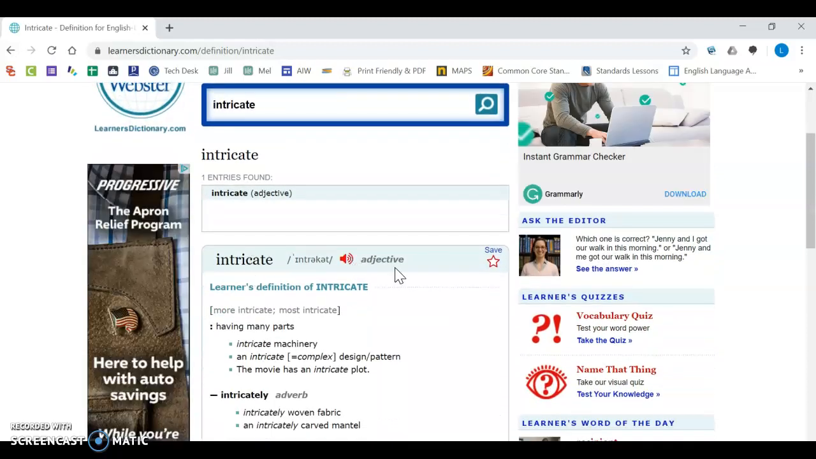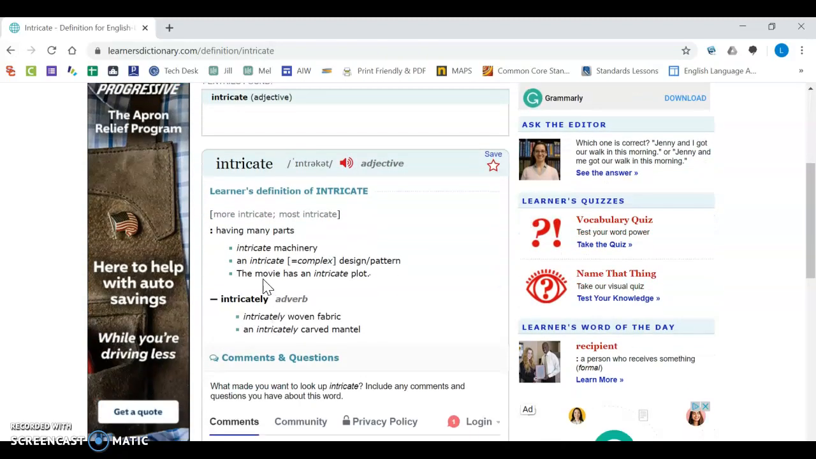So we see intricate is an adjective, and it says here having many parts. So intricate machinery, an intricate design or pattern. So in that case, it means complex. Or the movie has an intricate plot. It has many parts to it. We can also add an ly to intricate and make it an adverb. So the intricately woven fabric.